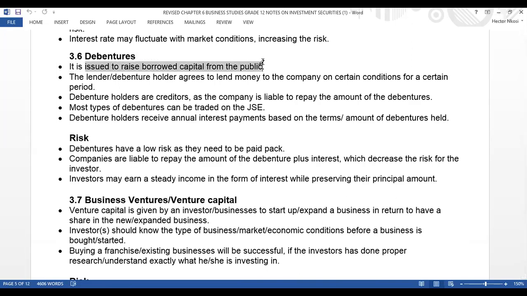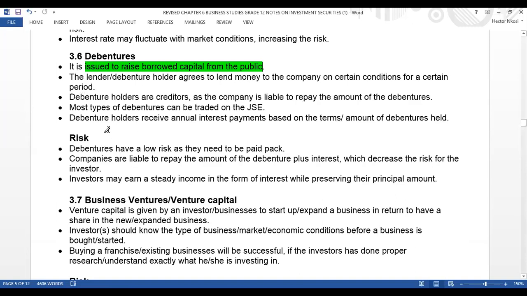So debentures are more like your shares, basically. The lender or debenture holder agrees to lend money to the company on a certain condition for a certain period. So debenture holders are creditors, basically the people that we owe, as the company is liable to repay the amount of the debentures. Most types of debentures can be traded on the JSE. Debenture holders also receive annual interest payments based on the terms or amount of debentures held. Remember, it is issued to raise capital from the public.